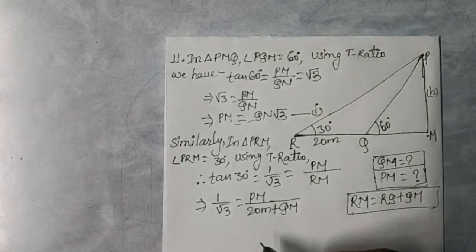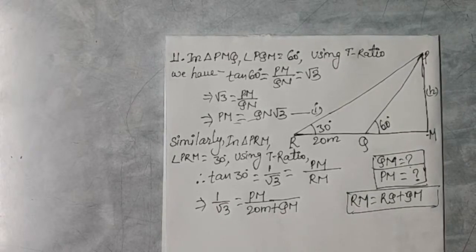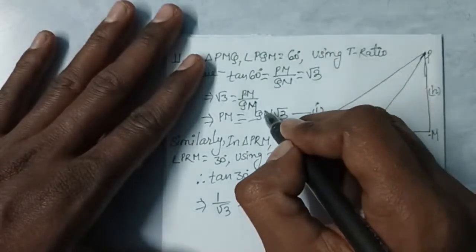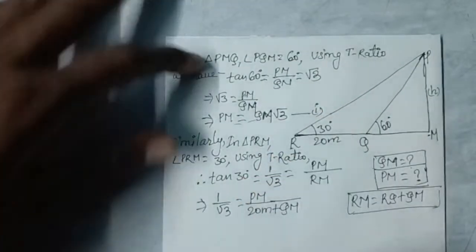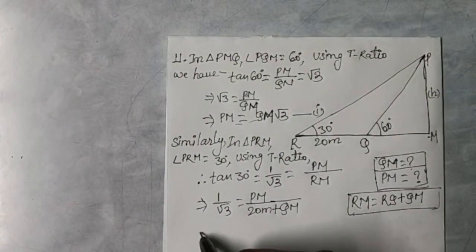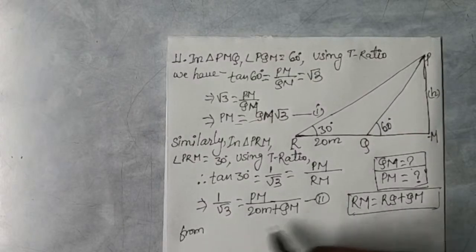Here the value of PM, if we put the value of PM, it will become QM root 3. It's not QN, it's QM. This is the second equation.